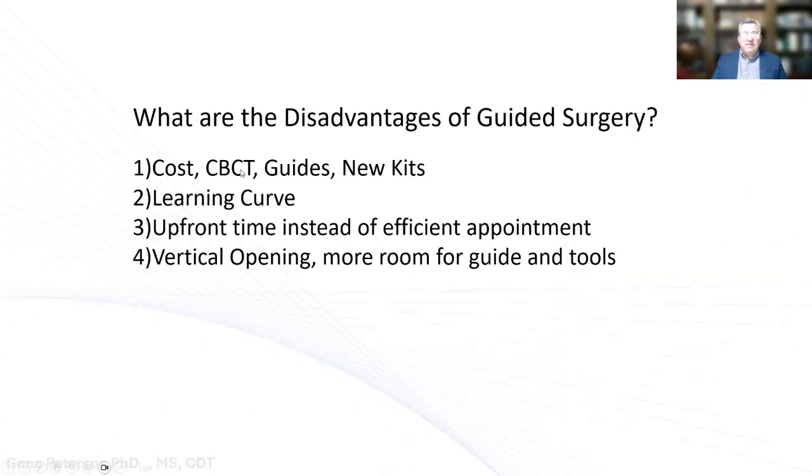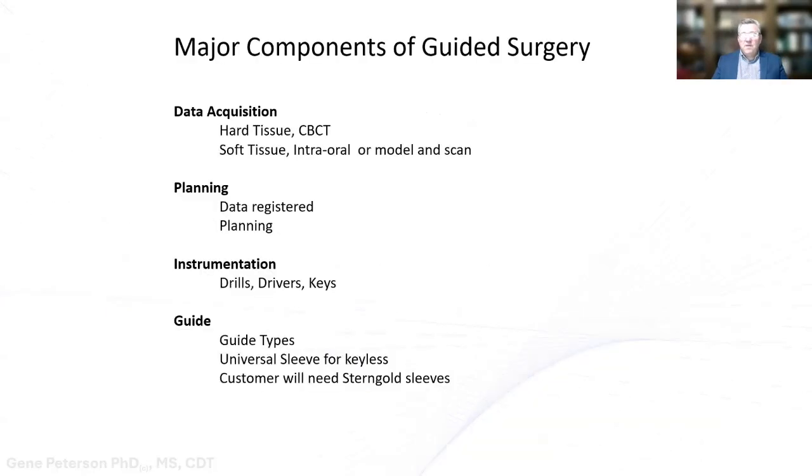Disadvantages: the cost. You have the CBCT machine, you've got the guides, new kits. You can make the guides in office. There's a learning curve with guided surgery, upfront time instead of efficient appointments, but you can minimize the number of appointments. And a lot of times you have vertical opening issues with all the parts in there. So there are certain situations where you can't get the patient open wide enough to get all the guide and the drill and everything in there.